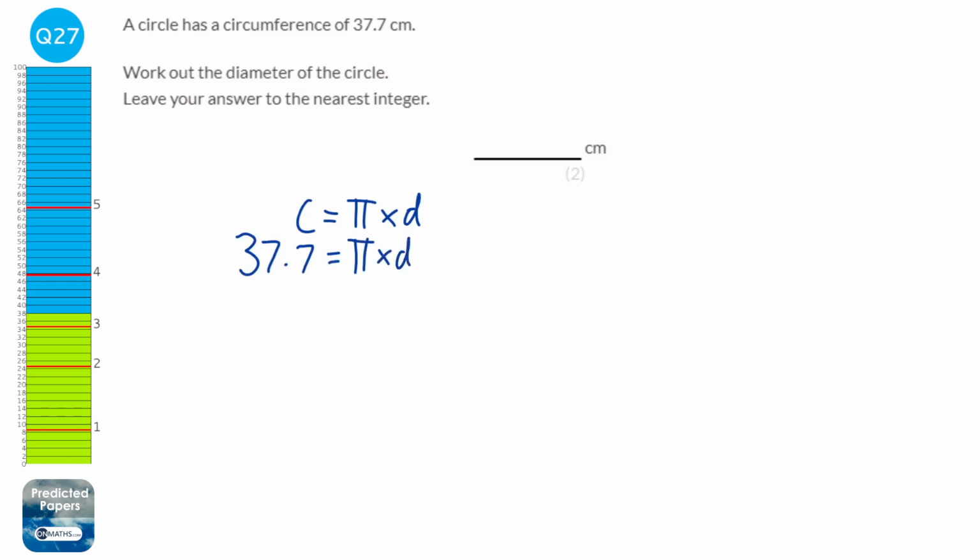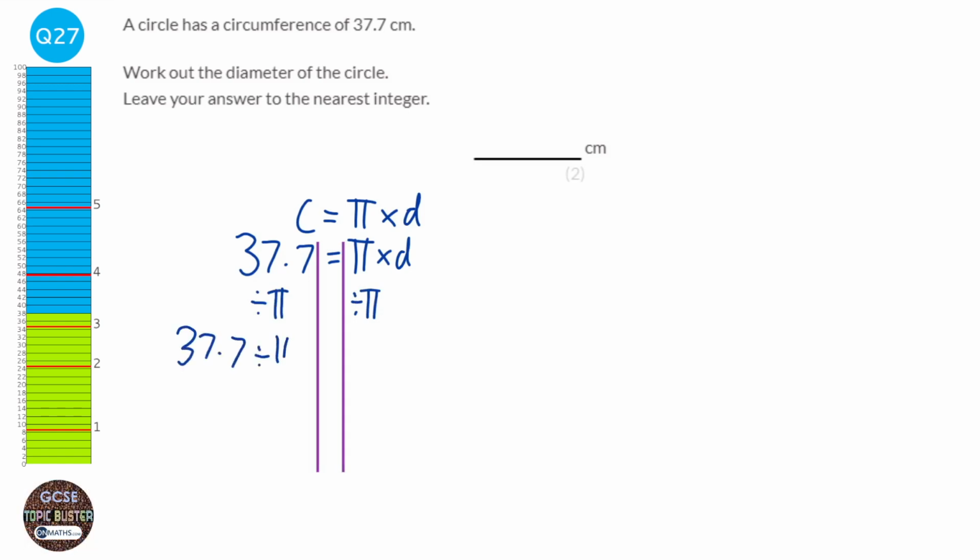So if we put our lines in, all we need to do is divide both sides by pi. So we've got 37.7 divided by pi equals the diameter. And so that is, when you round, well, it's 12.00 and so on. Round to the nearest integer, that would be 12 centimeters. And we can check it by typing in 12 times pi, and we get what would round to 37.7.